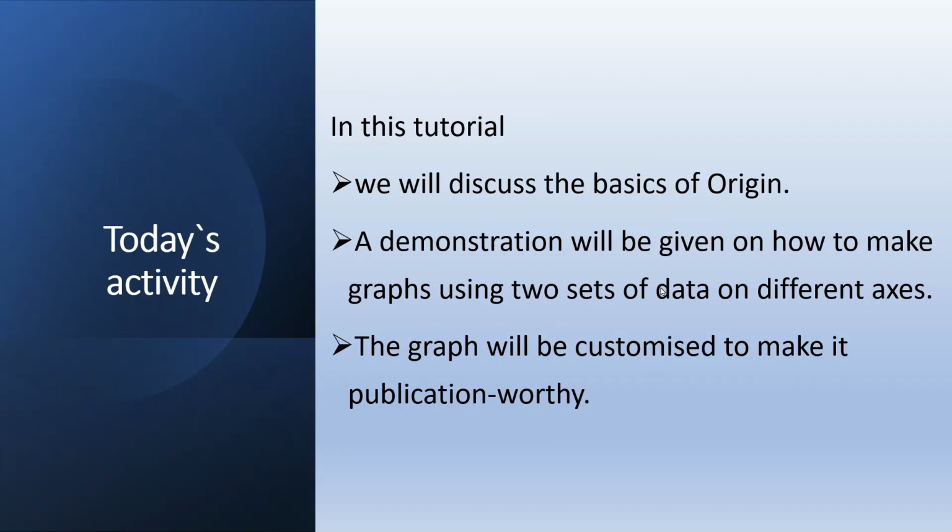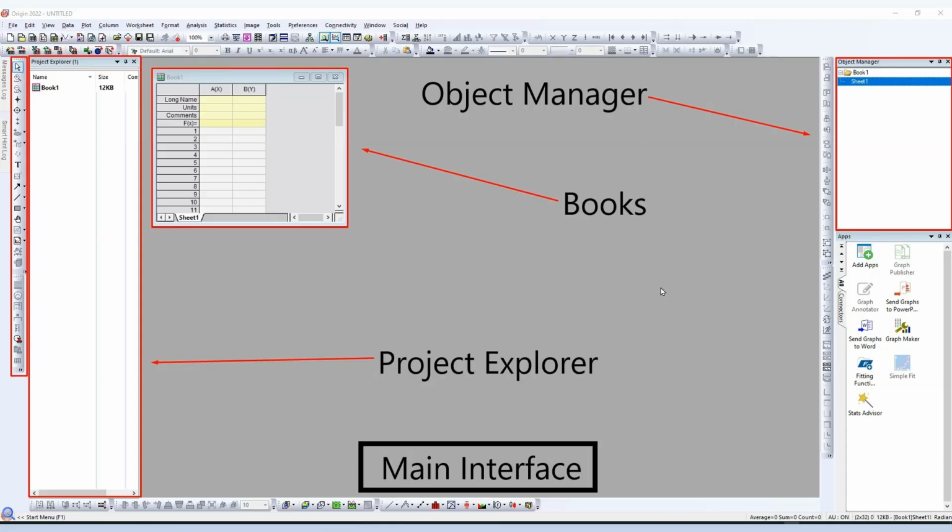So in this tutorial, we will discuss the basics of Origin. I will give you a demonstration on making a very simple graph using two sets of data on different axes, and then we will customize the graph to make it publication worthy. So when you open the Origin software, this is how it looks.